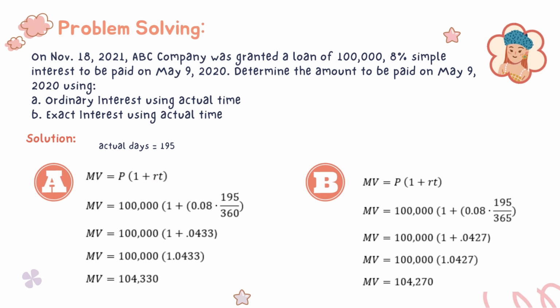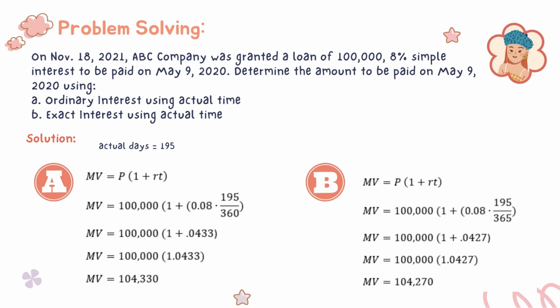Let's now solve some problems. So, on November 18, 2021, ABC Company was granted a loan of 100,000, 8% simple interest to be paid on May 9, 2020. Determine the amount to be paid on May 9 using A. Ordinary interest using actual time, and B. Exact interest using actual time. Okay? So again, if musulti gani siya ordinary interest, that is divisible by 360. Kung musulti naman kita exact interest, meaning it is divisible by 365.